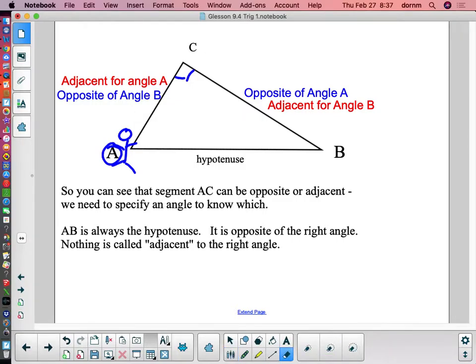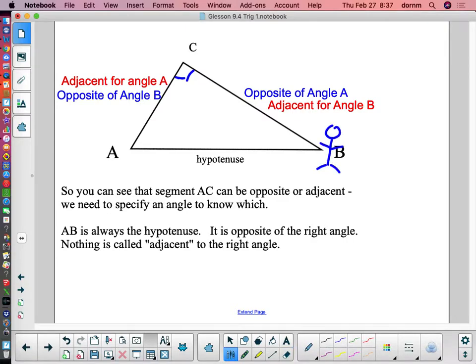But if my point of view switches to over here, now CA, which was the adjacent before, now CA is the opposite, isn't it?